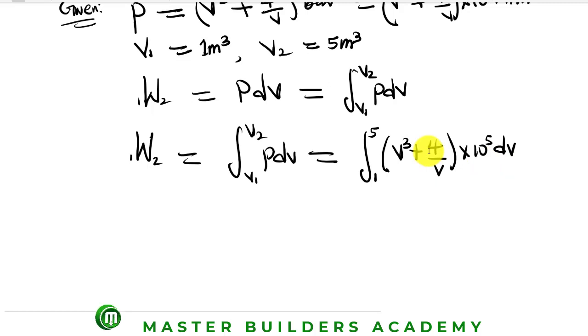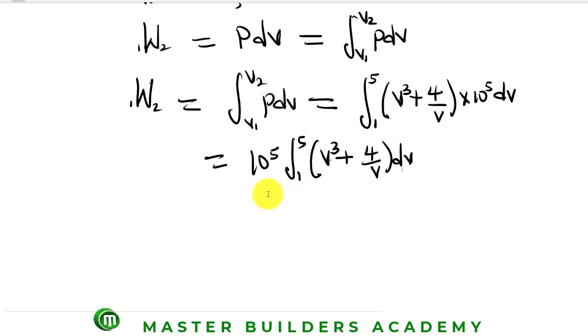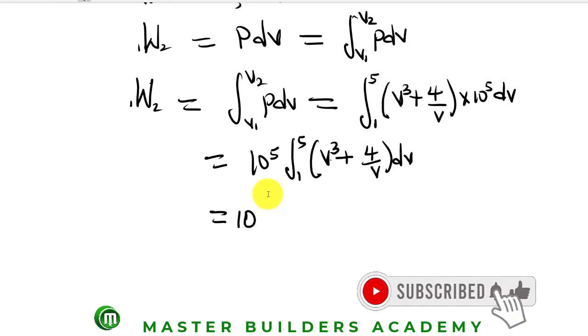In order to integrate this, we can first reduce the expression to this level, having work done equal to 10 raised to the power of 5, being a constant, times the integral from 1 to 5 of (V raised to the power of 3 plus 4 over V) dV. Remember, inside the integral we will integrate the terms individually, V cube plus 4 over V, separately. Then we have 10 raised to the power of 5 multiplied by the integral.